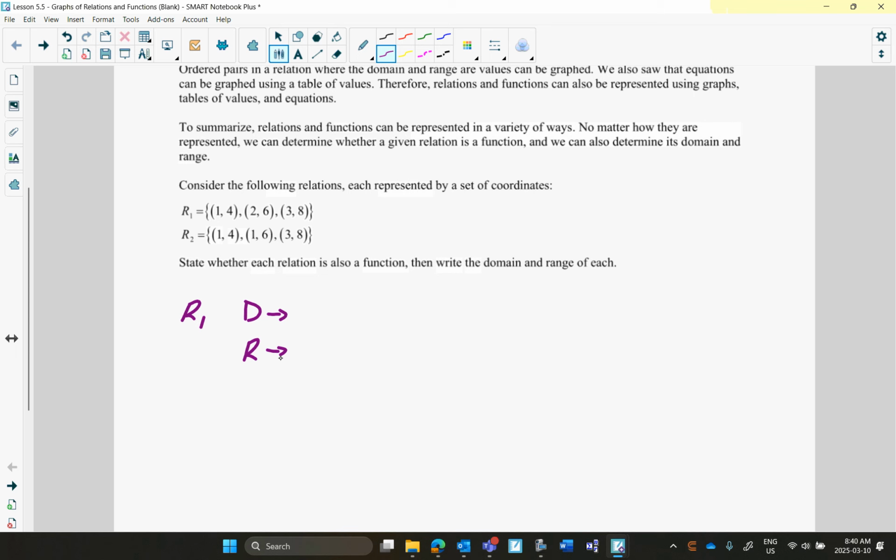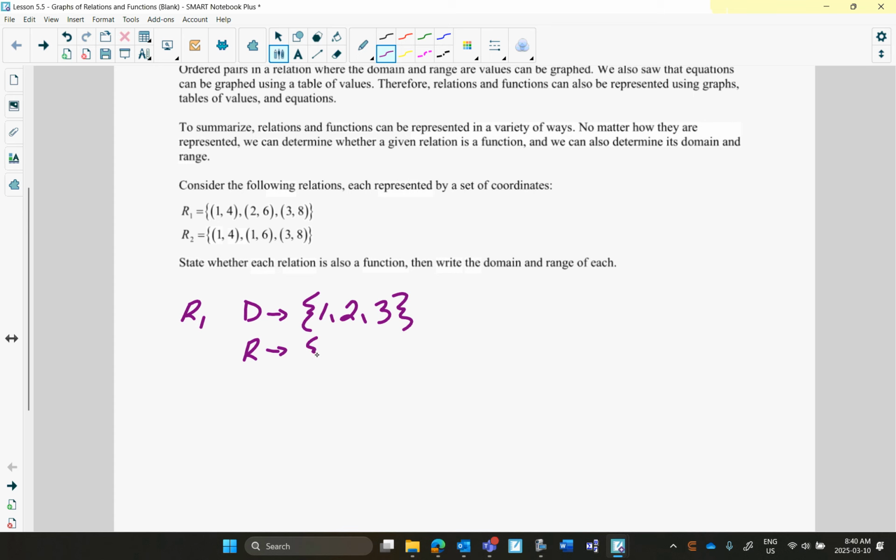Remember, the domain values are all the first numbers in the pairs, if it's ordered pairs. What are all the numbers that you see in the first pairs? 1, 2, 3. And then what we do is we put brackets around to show that it's three numbers, 1 and 2 and 3.